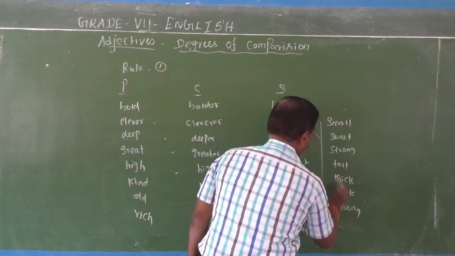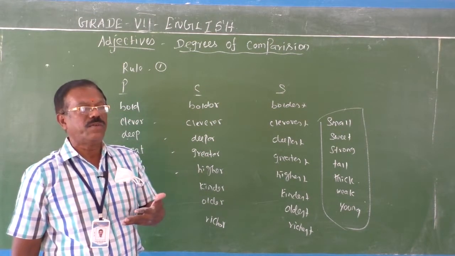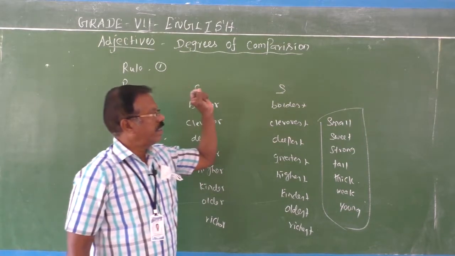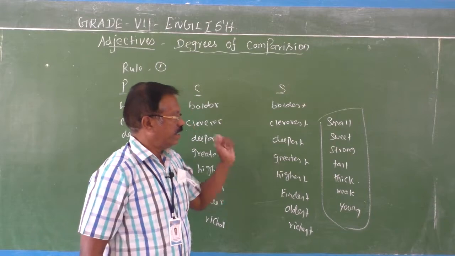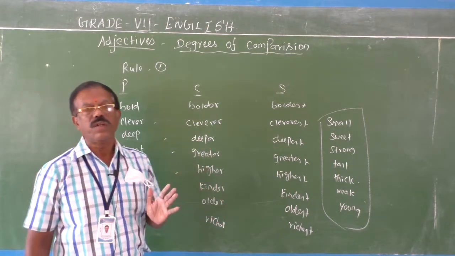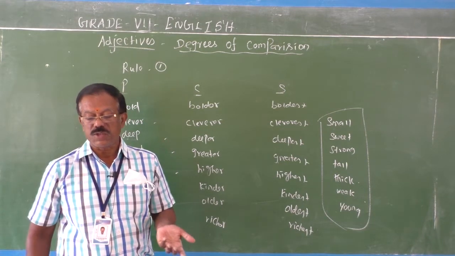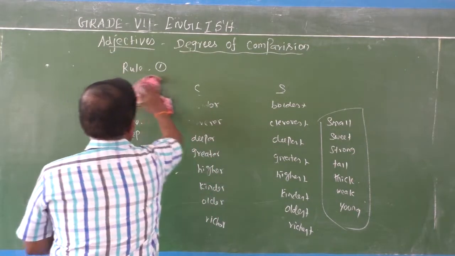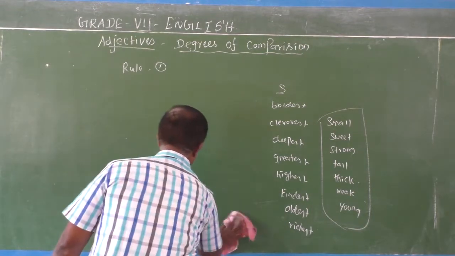Okay, children, for all these words, you can try comparative as well as superlative forms. Small, sweet, strong, tall, thick, weak, and young. So this is the first rule. Here we have to add ER to the comparative and EST to the superlative. And then the second rule. What does the second rule say? How are comparative and superlative forms of such adjectives formed?